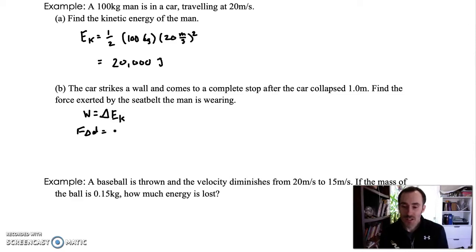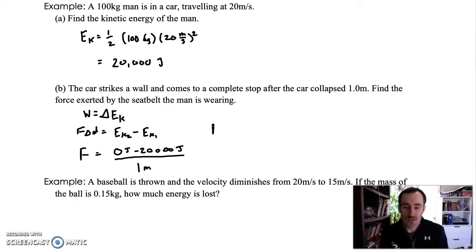And that equals EK2 minus EK1. That's the change in kinetic energy. We know that the displacement is 1 meter. Okay, so we're going to find force equals kinetic energy 2 minus kinetic energy 1 divided by 1 meter. Okay, so kinetic energy 2 is 0 joules minus 20,000 joules divided by 1 meter.